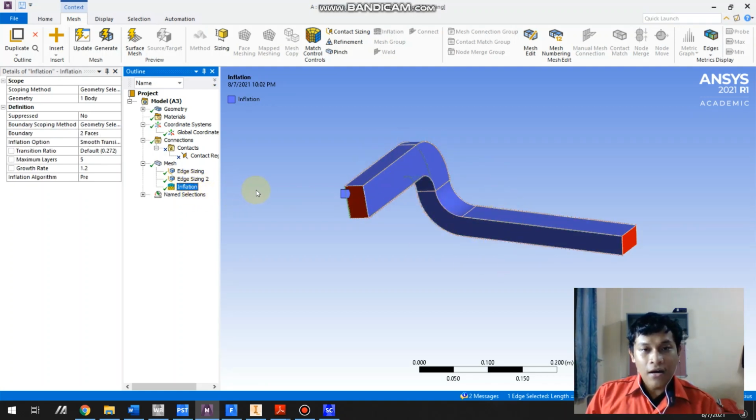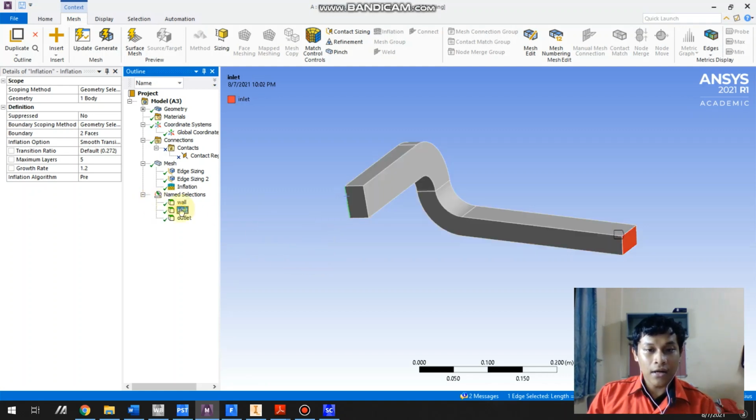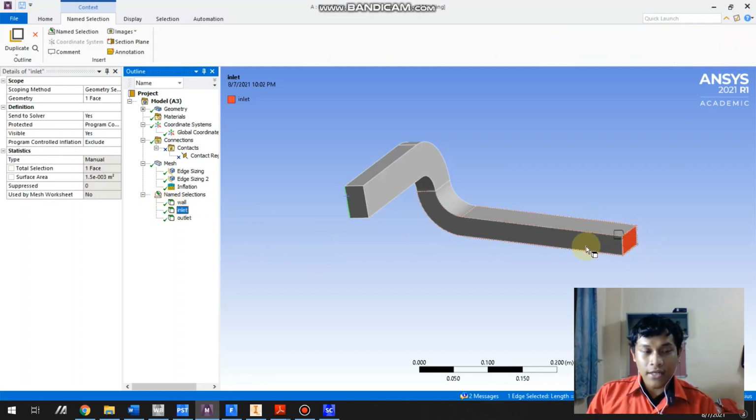Next, we must also identify the inlet, outlet and wall of our design. This is the inlet of the duct and this is the outlet. This is the wall of our design.